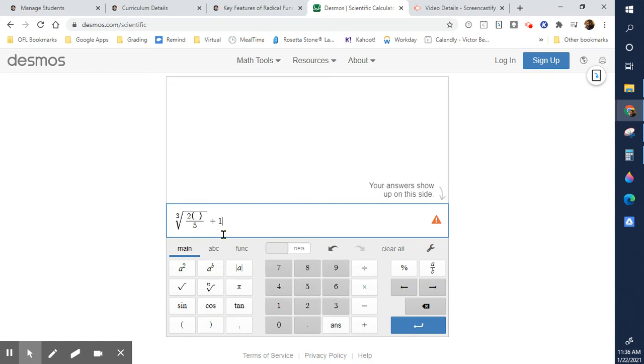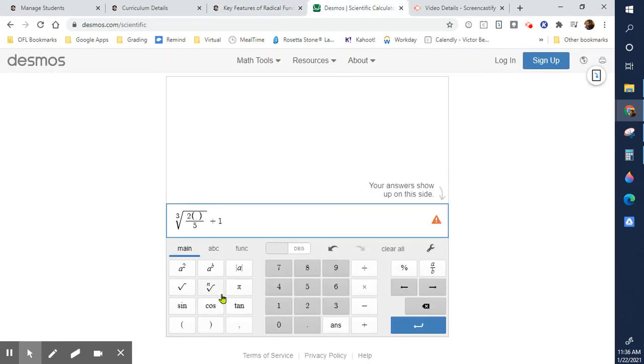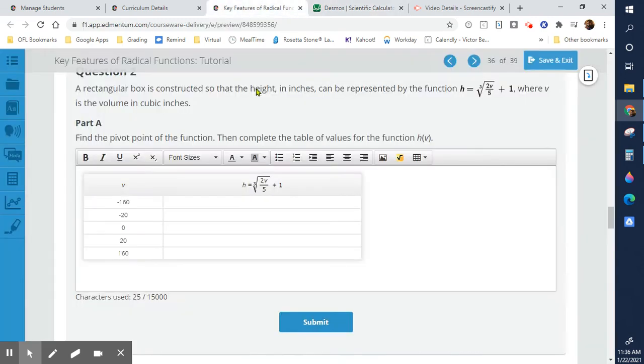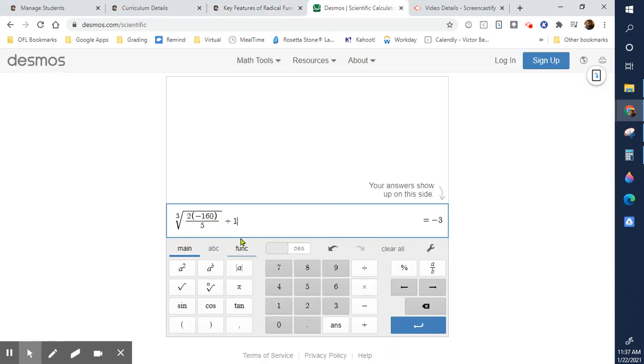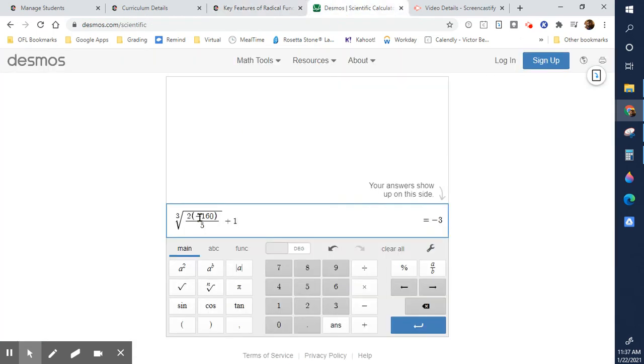Now what I can do is just plug in whatever I want here. So my first one would be negative 160. And I get -3. So I can just plug in -3. Notice how I didn't hit enter. There's a reason for that, and I'll show you right now. Because if I hit enter, it's going to create a brand new problem. I don't want that because I just want to plug in my next one. So I want to plug in negative 20.